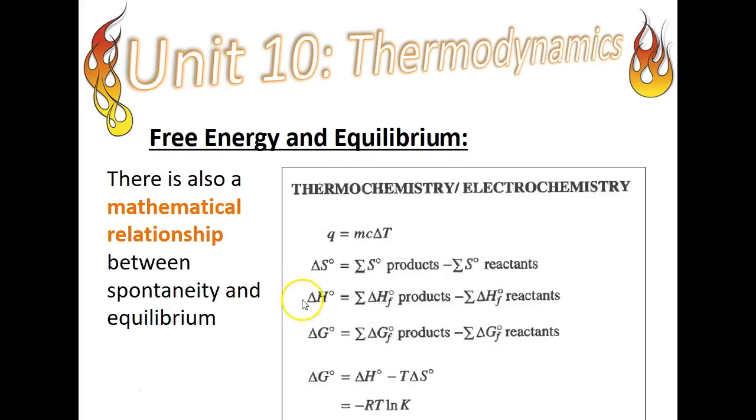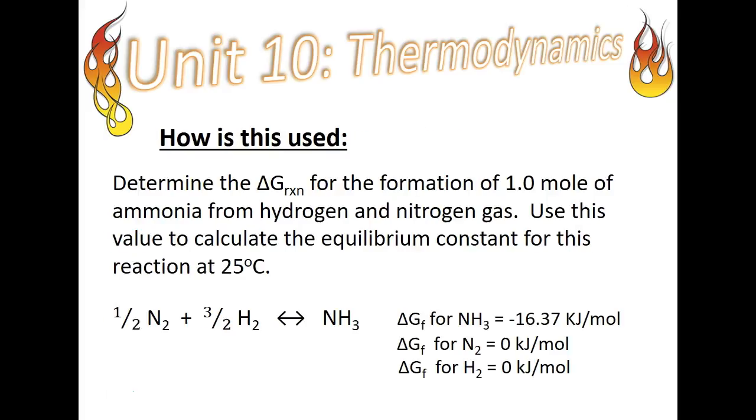One of the equations given to you down at the very bottom of your AP chemistry equation sheet shows you that delta G is equal to negative R, the gas constant, T temperature, times the natural log of K. This equation allows you to calculate back and forth between values of delta G and equilibrium constant K. Let's take a look at an example problem so you can see exactly how this equation is used.